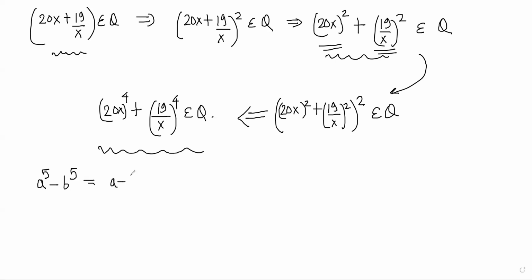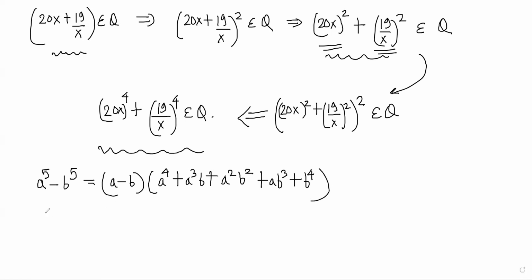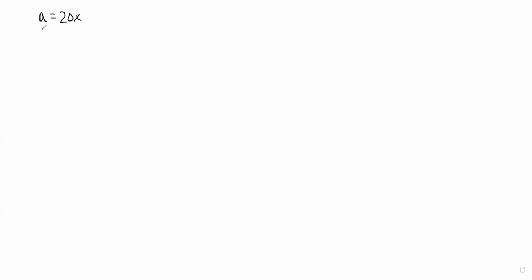So obviously A minus B is a factor. If you divide it, you will get A power 4 plus A cube B plus A square B square plus A B cube plus B power 4 here. So this is the expansion, or factorization rather. Now what we will do is we will say A is equal to 20X and B is equal to 19 by X, and write A power 5 minus B power 5. So that should be 20X power 5 minus 19 by X power 5.